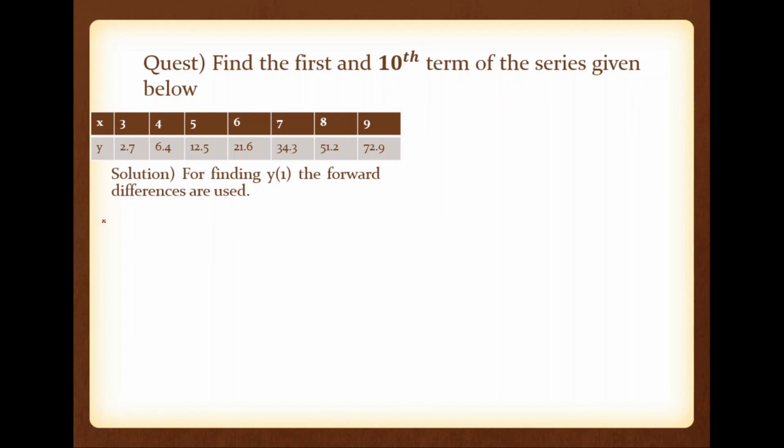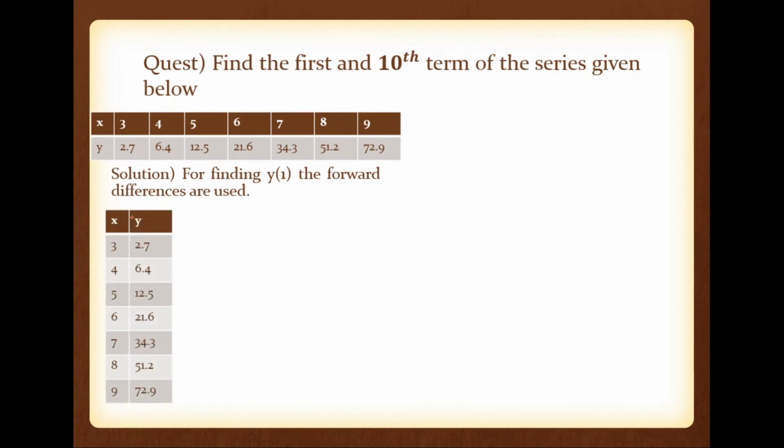So first draw the table xy. This is xy. So the x values are 3, 4, 5, 6, 7, 8, 9. These values. And y values are 2.7, 6.4, 12.5, 21.6, 34.3, 51.2, 72.9. So please remember always, the first data is x0. There is no need to write it. If you want, you can write. It will reduce the chance of mistake.